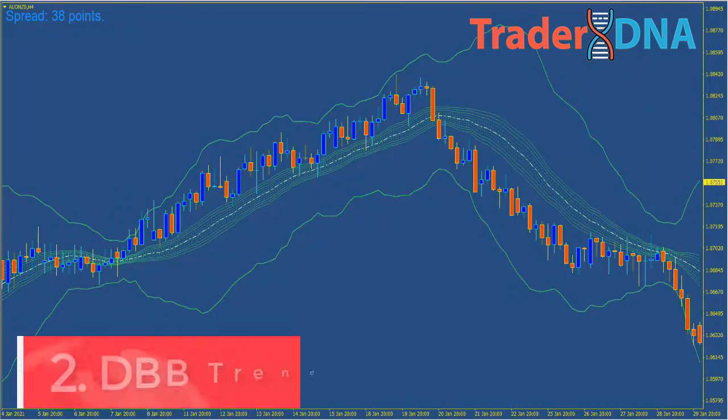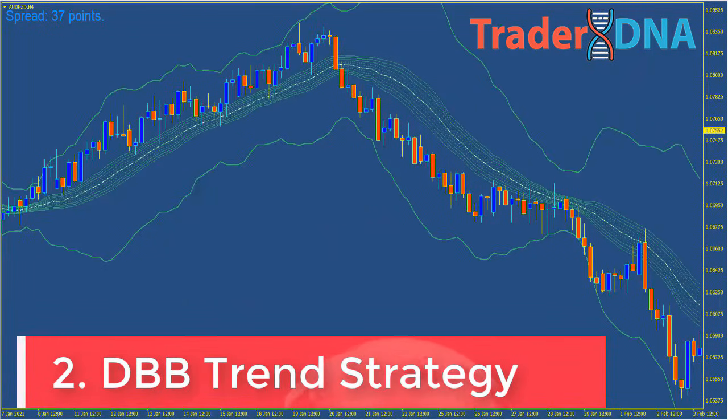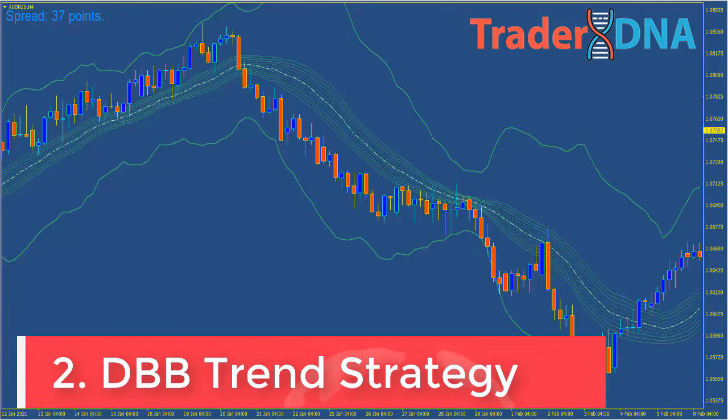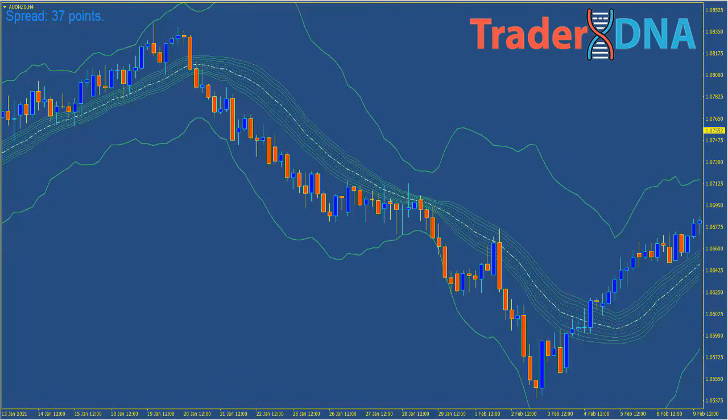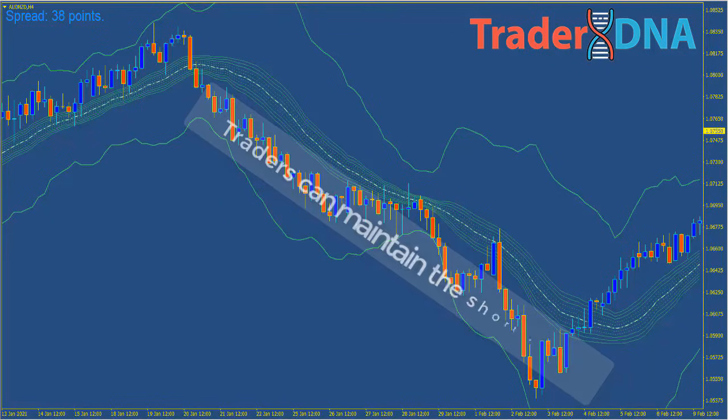Second, Double Bollinger Band Trend Trading Strategy. The Double Bollinger Band Trend Trading Strategy allows traders to assess the momentum of an existing trend. It allows traders to exit on a slowdown or add to existing positions when momentum and volatility increase. In this case, as long as price remains between the sell zone and the 20 SMA zone, traders can maintain the short bias.